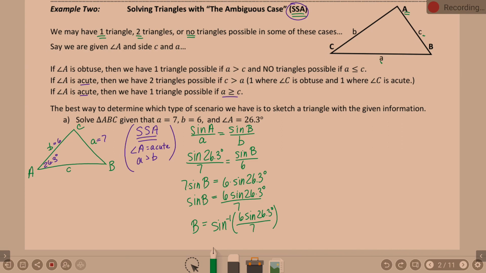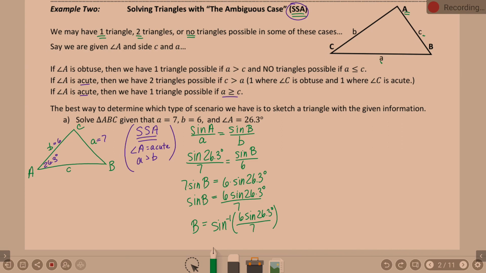Remember we did inverses. It's been a minute, right? But we did them. So in order to do sine inverse, that's going to switch my input and output. So B and the fraction switch sides, and it becomes sine inverse.